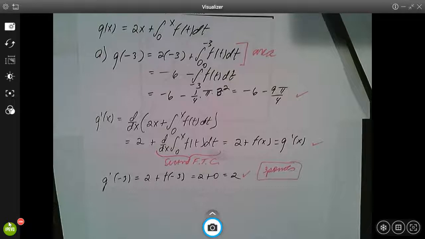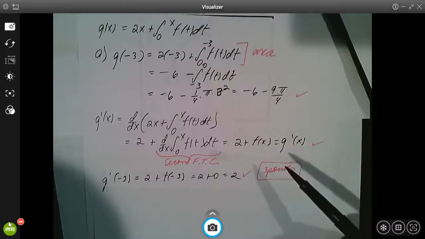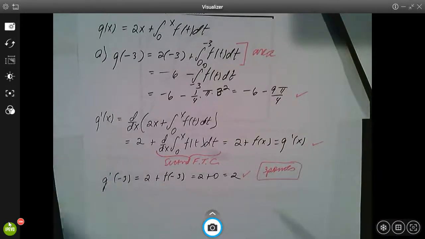That was worth 3 points, and I would expect that for most of the students in my calculus class, this is going to be the kind of problem where you can earn pretty much all of the points. Let's keep going.